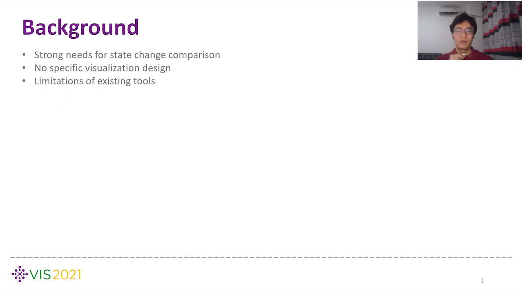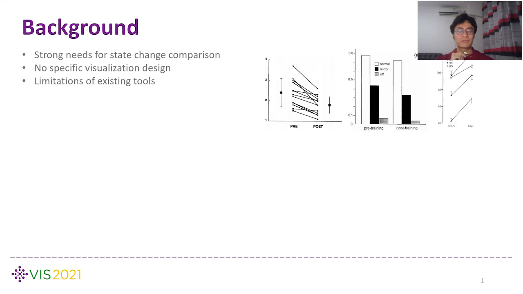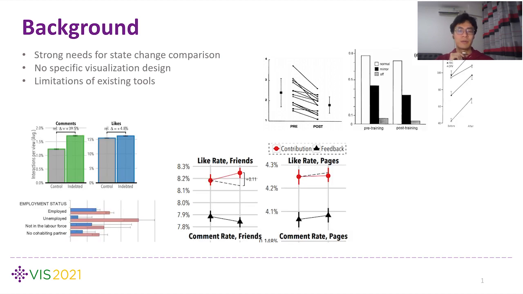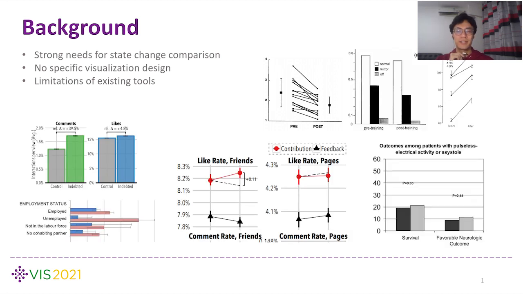As we all know, state change comparison is one of the most common needs of quantitative analysis, and it is often necessary in multiple application domains, such as medical science, financial engineering, sociology, and biological science. Visualization has been proved a powerful tool for data exploration, but there is still no specific visual design for the data type of state changes across a set of items.